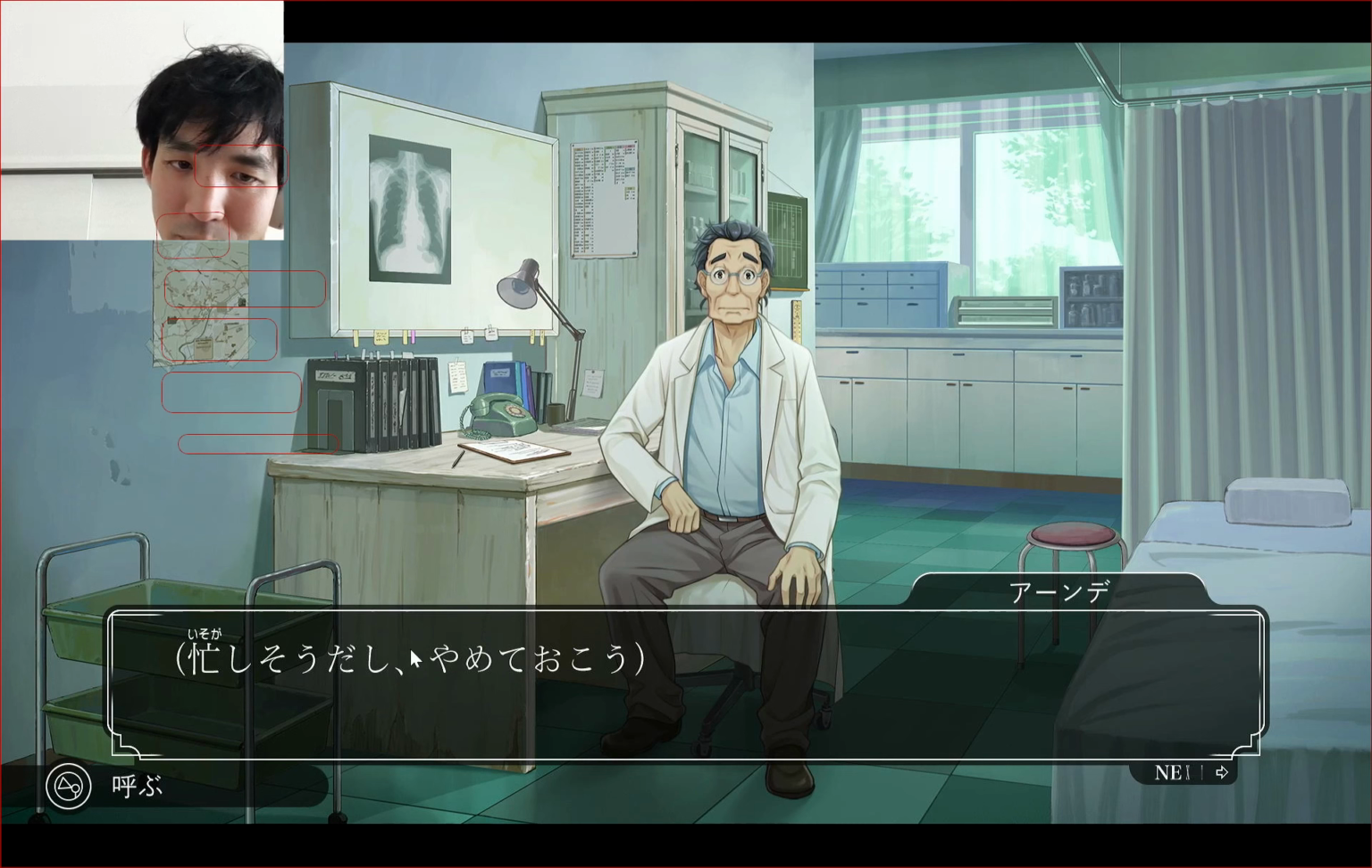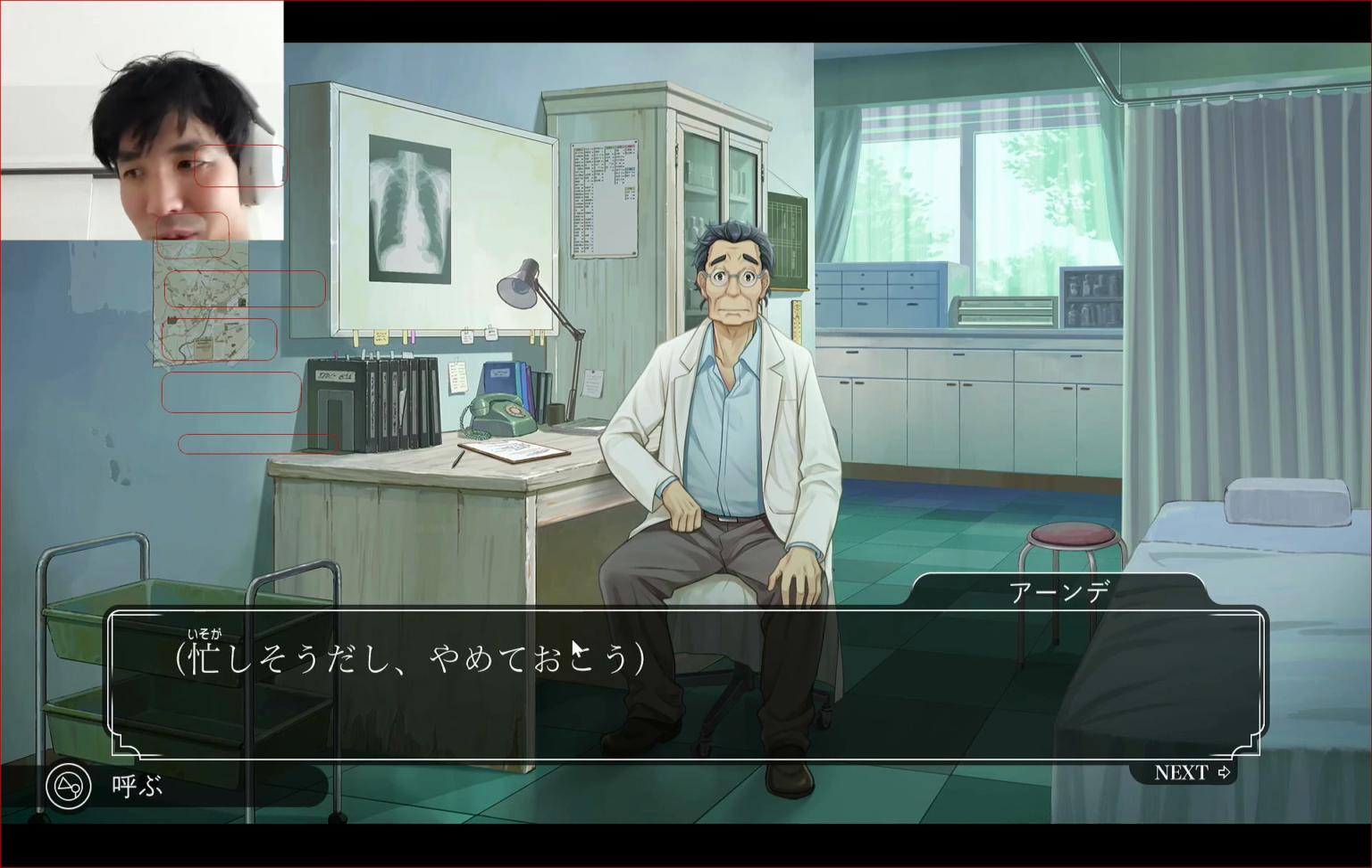Yamete. This is the te form of yameru. It's to quit. Yamete oko. And oko, oku. It's like to put something. So like, leave it there. Yamete oko.